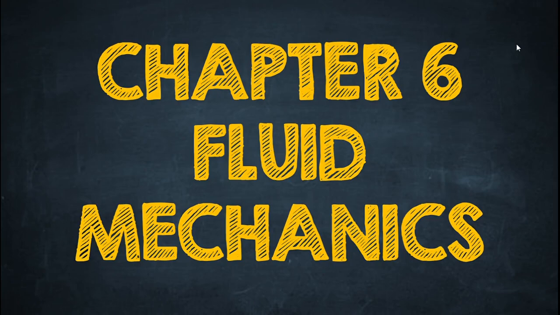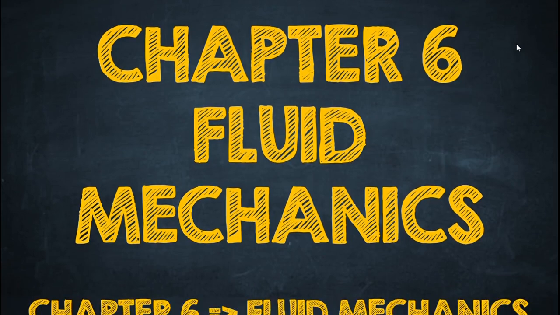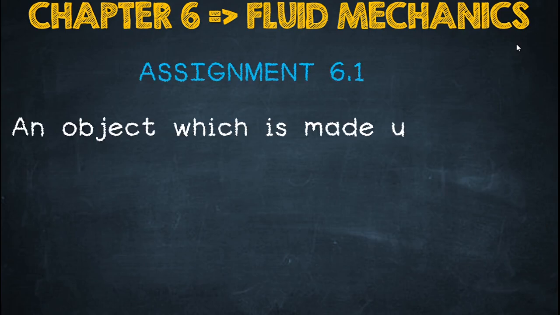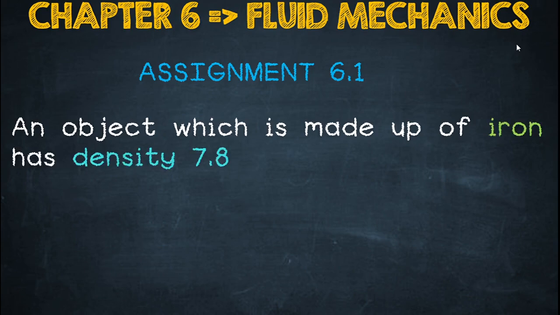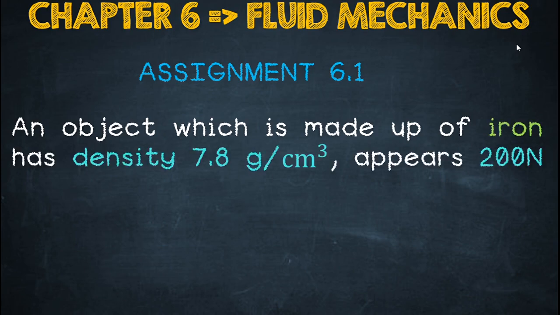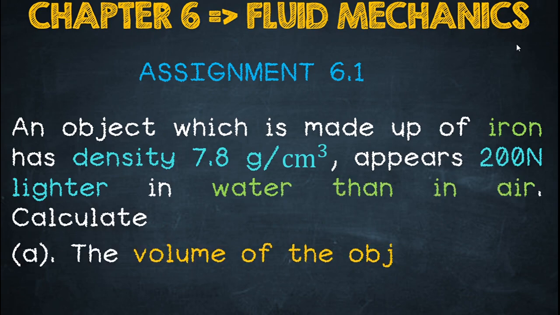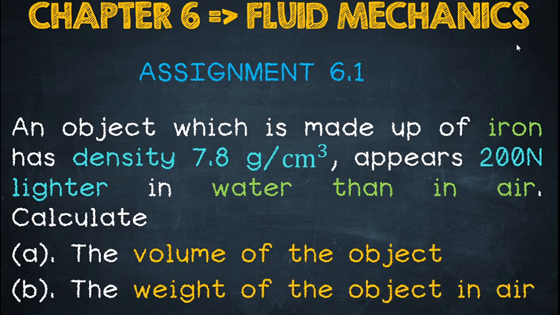We are going to start the exercise of chapter number 6, fluid mechanics. We will start with the assignments. Assignment 6.1: an object which is made up of iron, has density 7.8 gram per centimeter cube, appears 200 Newton lighter in water than in air. We have to calculate the volume of the object and the weight of the object in air.